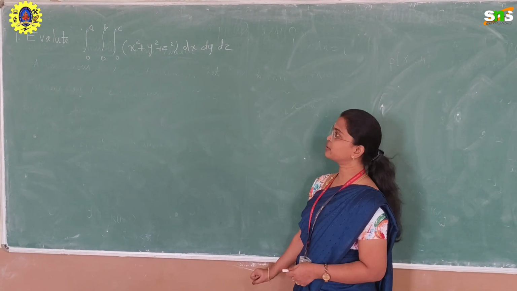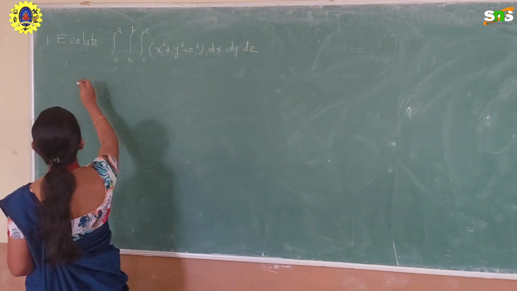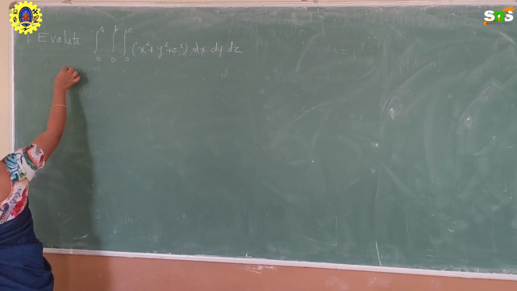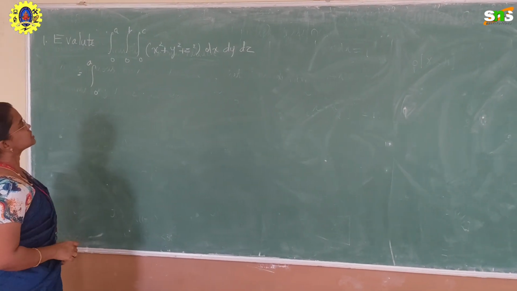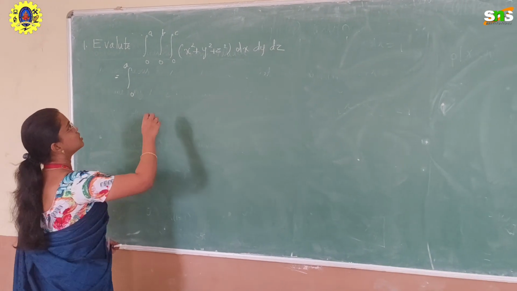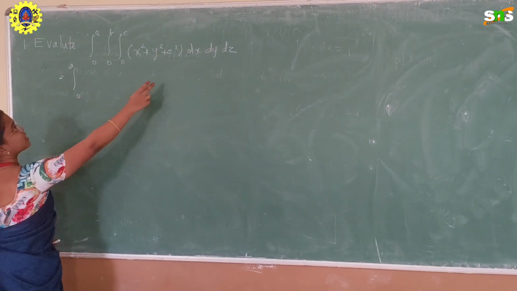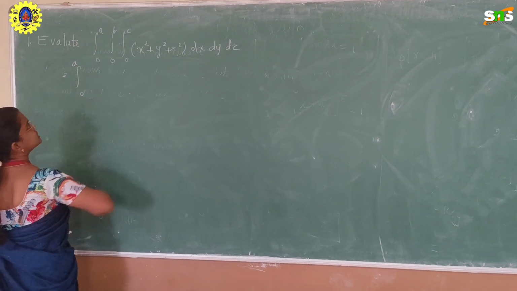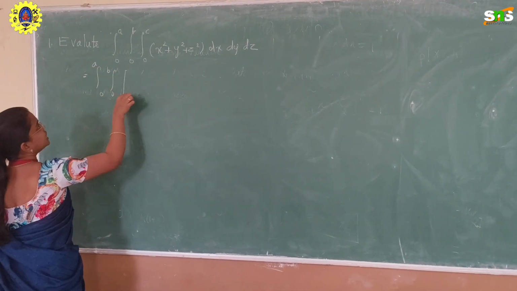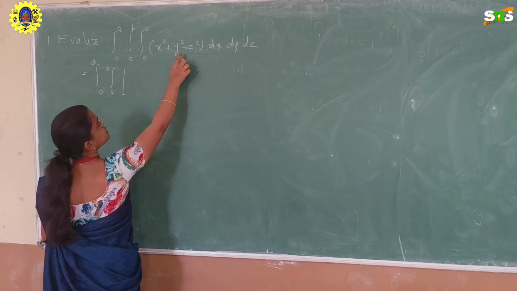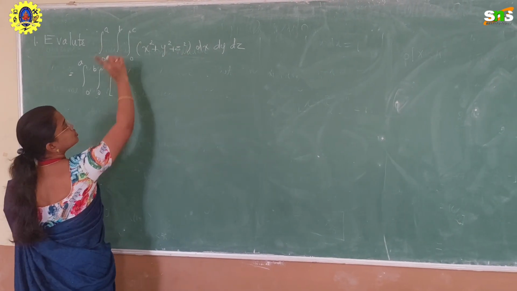In this video, we are going to solve a triple integral problem. We are going to evaluate this integral, integral 0 to a. The first thing is you have to find the first integration, which is x. The limit for x is 0 to c. So, integral 0 to a, integral 0 to b, integration of x square plus y square plus z square with respect to x. The limit for that is 0 to c.